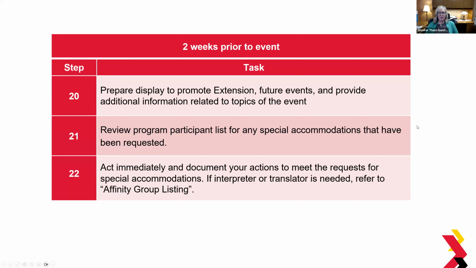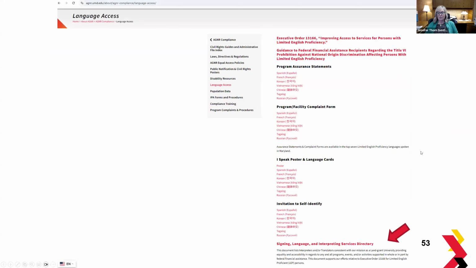2 weeks out, again, review your program participant list for those special accommodations requested, because we may need to quickly, sometimes that takes time, find an interpreter or translator, whatever it might be that's needed. And we do have a resource, that's the Affinity group listing. And that is on the compliance site. Right here, the directory is where you would find that.